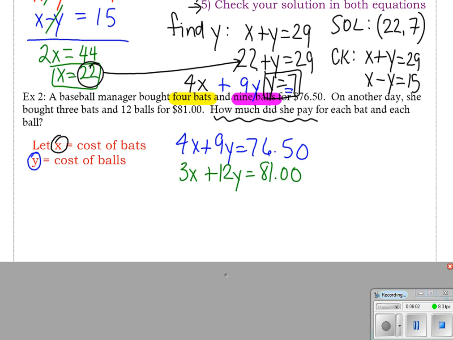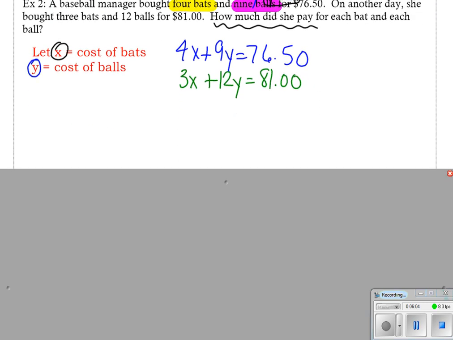Now, if I use the elimination method, I'm going to have to multiply through both equations by a number, which is possibly going to make it more troublesome for you. So how I'm going to show you is through substitution. Now I can see that if I take this equation and solve it for x, watch what happens.